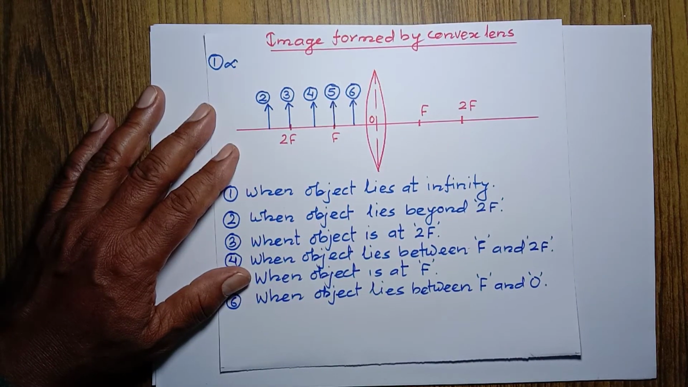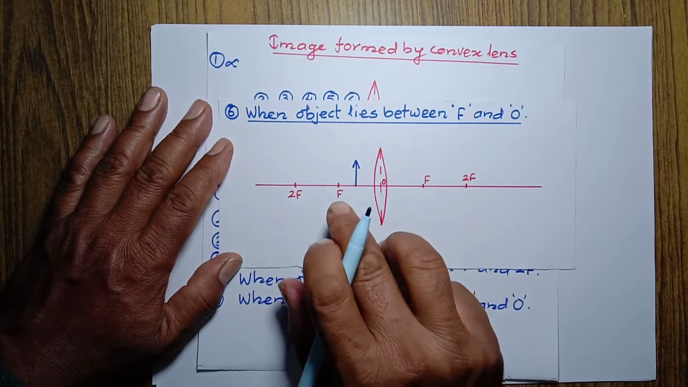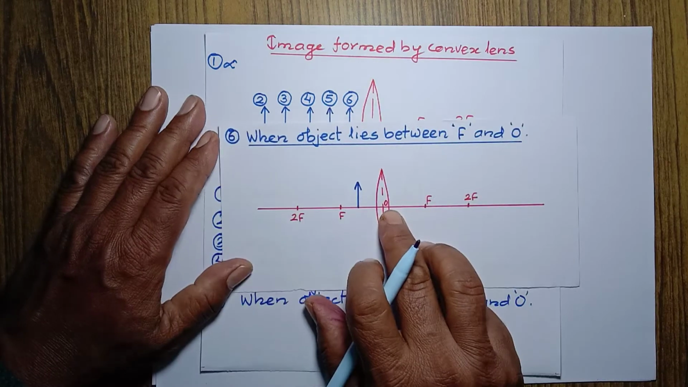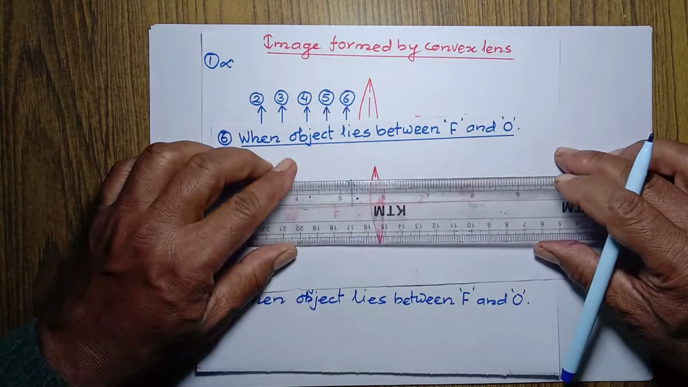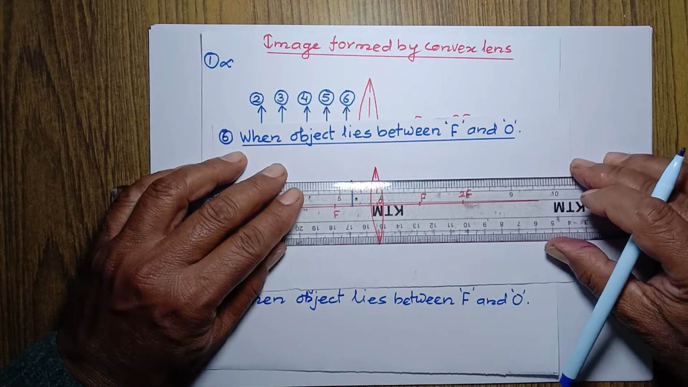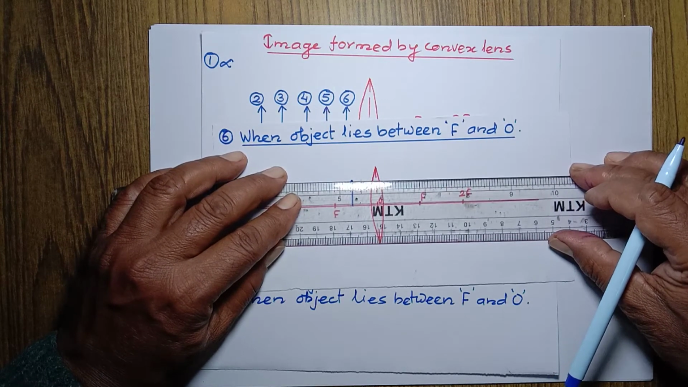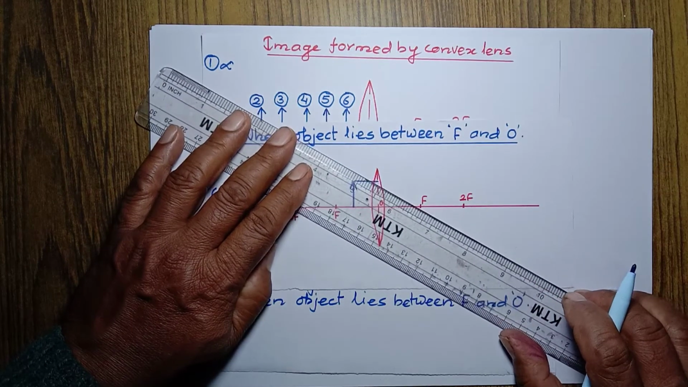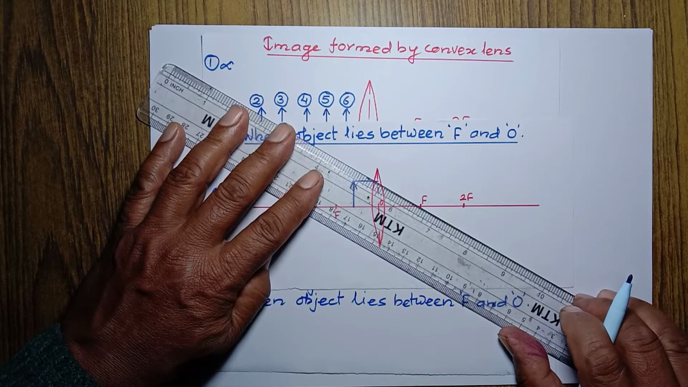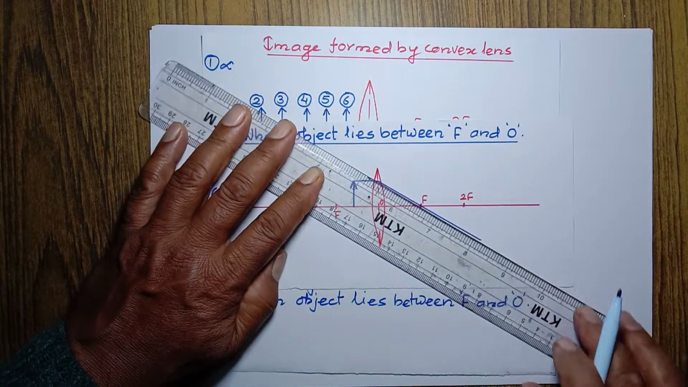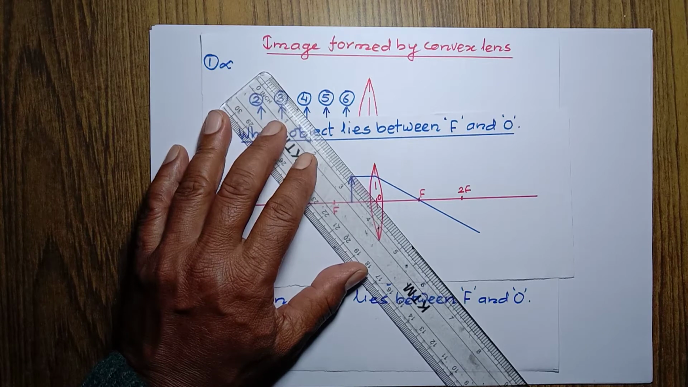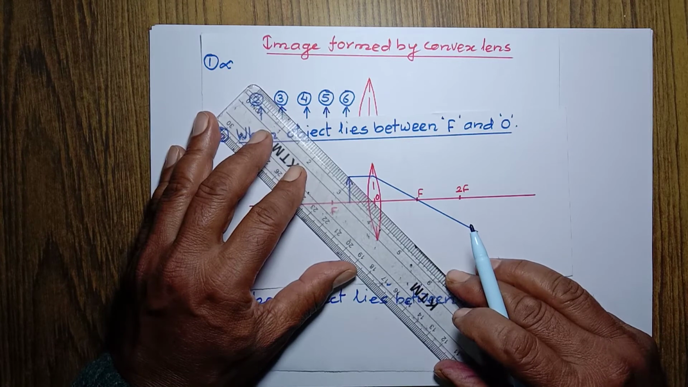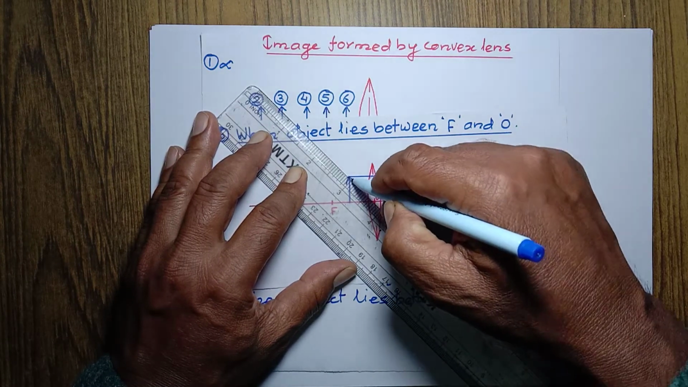Now I'm talking about the last one, the sixth diagram. When the object lies between focus and optical center. Look at this. The object is previously drawn. Now I'm going to draw the ray diagram. The rays according to the rule. This is the ray parallel to the principal axis. It passes through focus. Another ray of light passing through the optical center passes straight without any deviation. Look at this. This passes straight.